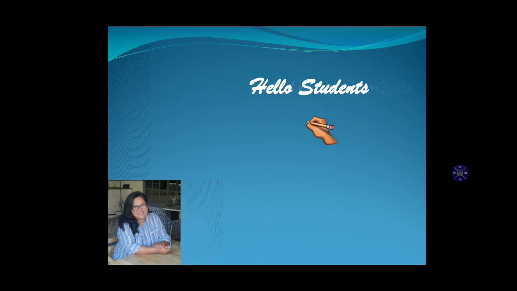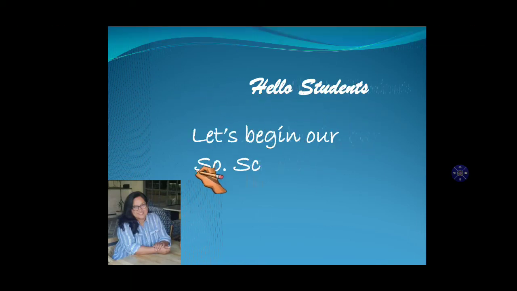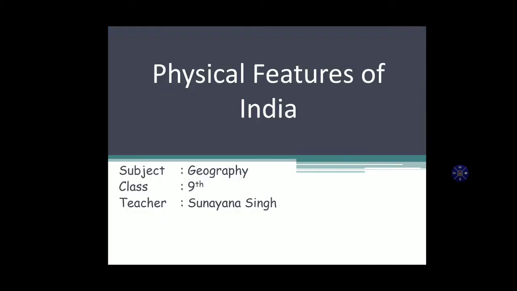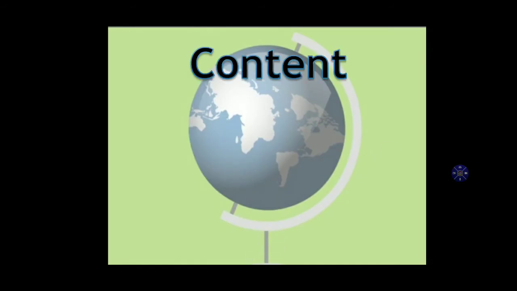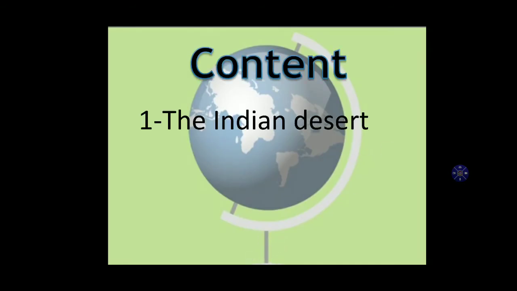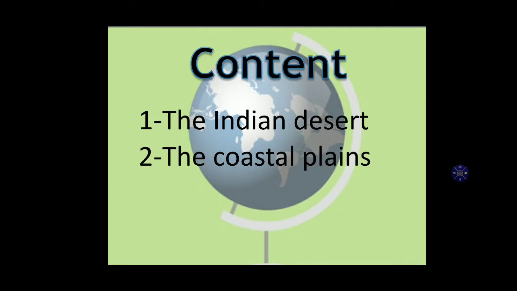Hello, students. Let's begin our social science class in continuation of NCERT Geography Chapter, Physical Features of India. Today's contents: the Indian desert, the coastal plains, the islands.